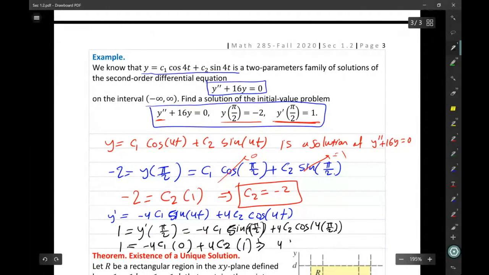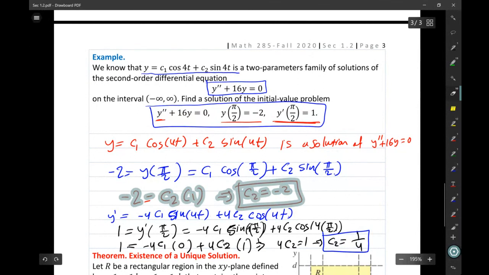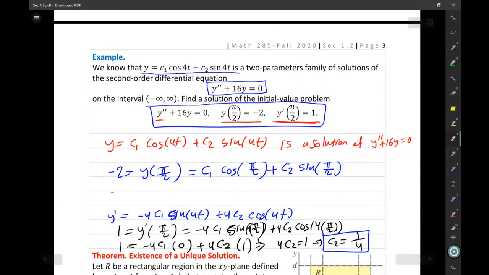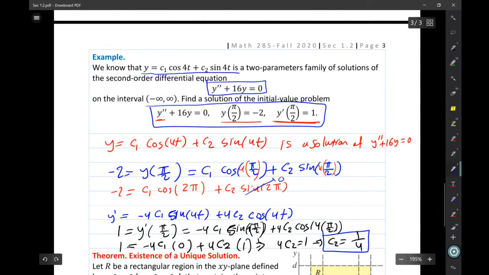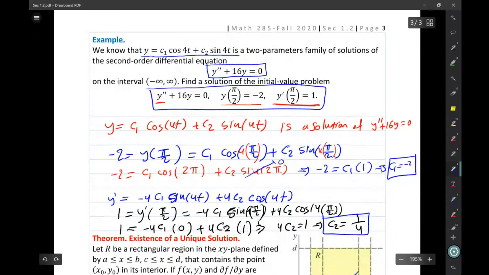Therefore, 4 c2 is equal to 1, which means c2 is equal to 1 by 4. But just to correct this one, I should multiply it by 4, I'm sorry. Here in the first equation, minus 2 is equal to c1 cosine 2 pi plus c2 sine 2 pi. Sine 2 pi is 0, and cosine of 2 pi is 1. So c1 is equal to minus 2. So by using these equations, you find out c1 and c2.